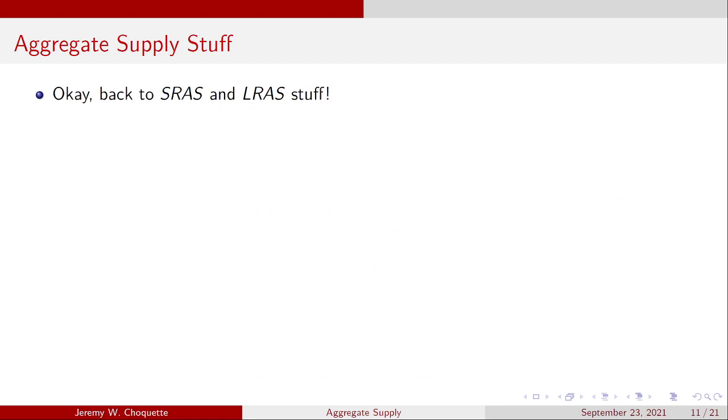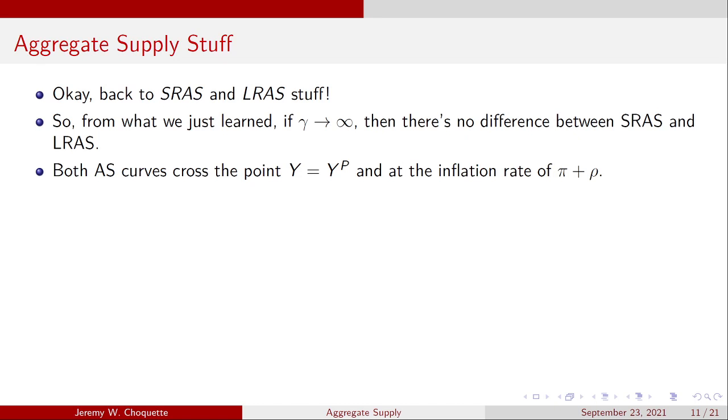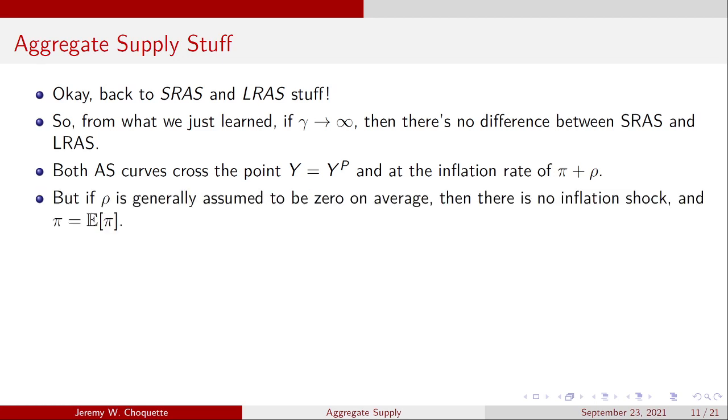Okay, so whatever. Back to short run, long run aggregate supply. From what we learned, if gamma approaches infinity, there's no difference between short run and long run aggregate supply because it's a vertical supply curve. Both aggregate supply curves cross the point y equals yp, and at the inflation rate of inflation plus rho.